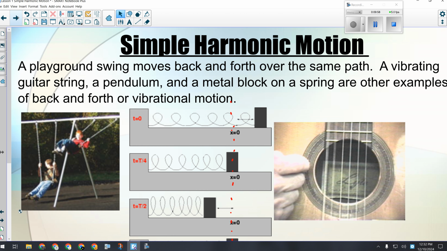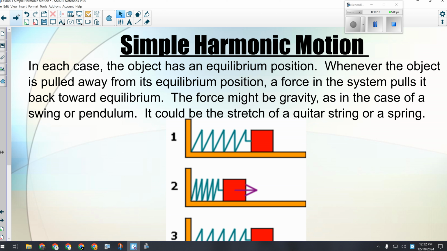For a pendulum, it's the component of gravity along the arc. For a mass on a spring, going back and forth, it's just the spring itself. The spring tries to push it or pull it back to equilibrium. For every type of simple harmonic motion, there is what we call a restoring force.